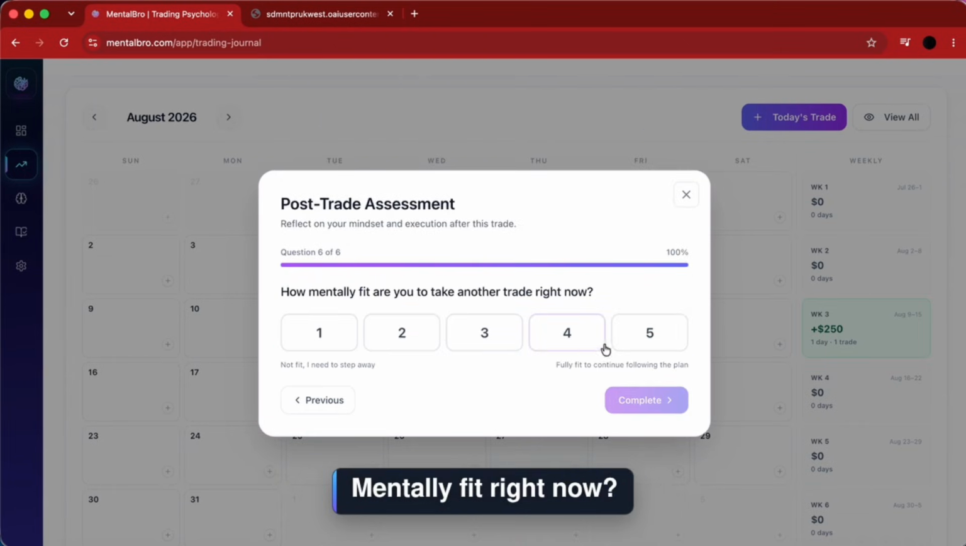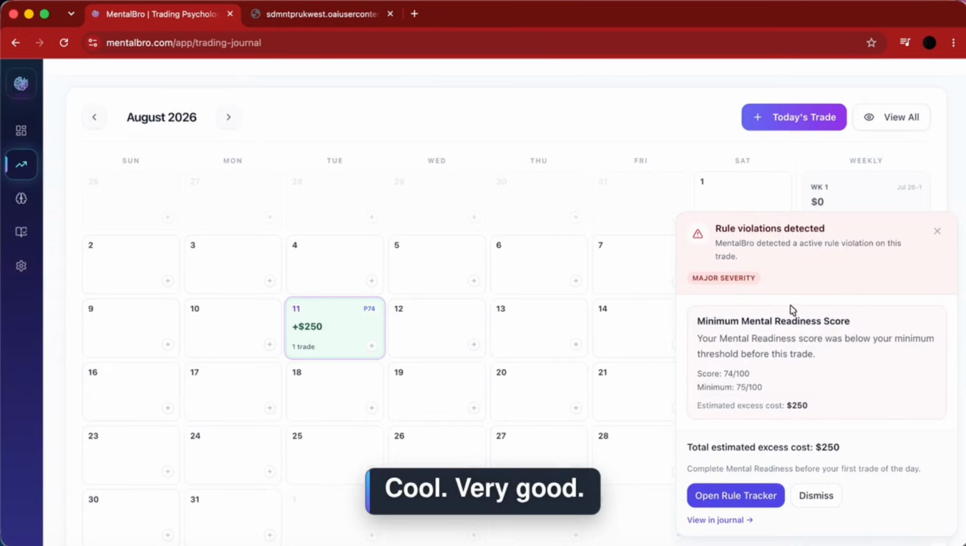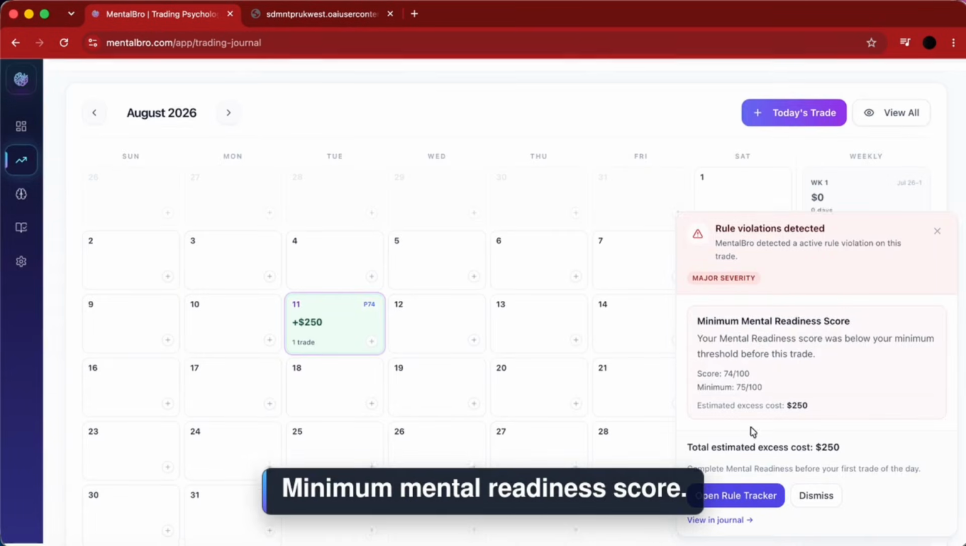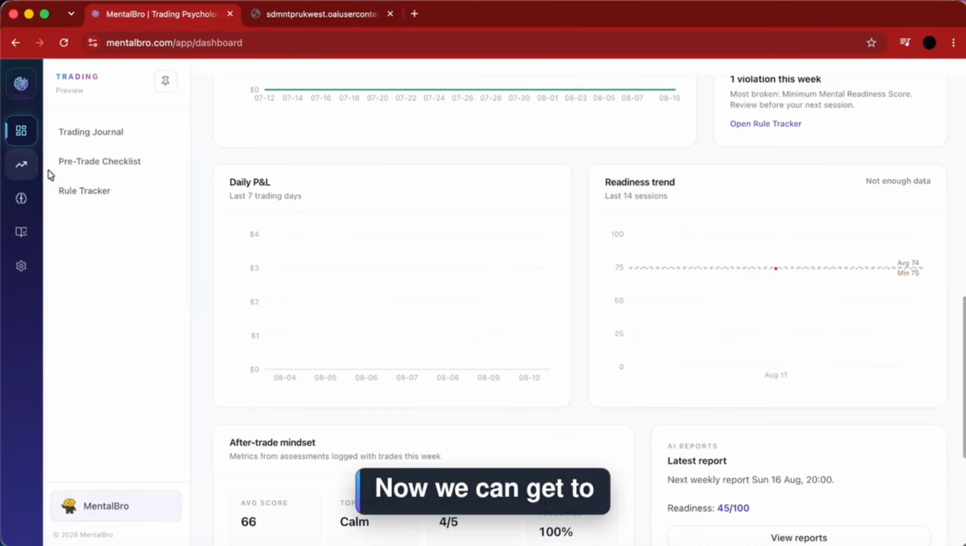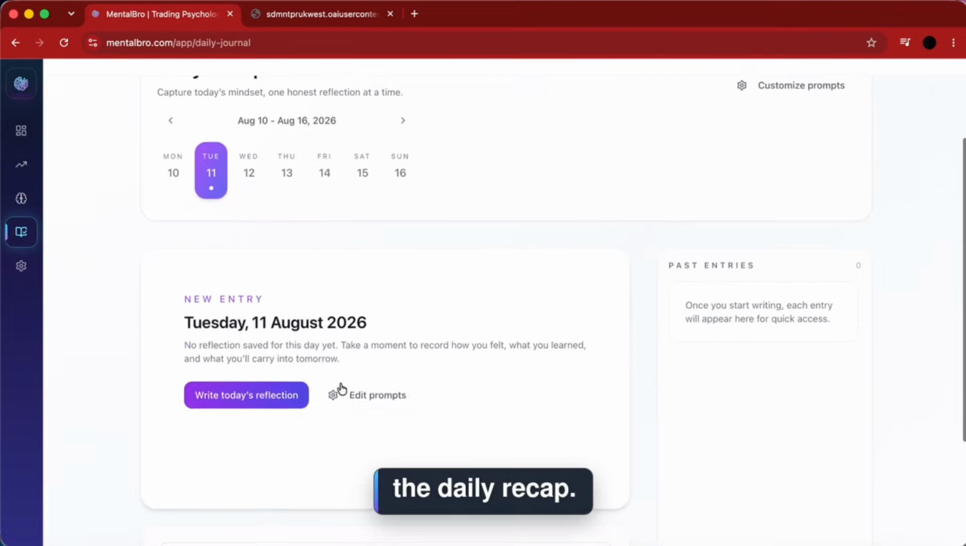And how mentally fit? Right now, I would say not that much. Not very good. Minimum mental readiness score. Yeah, that's true. But all in all, pretty good. It was a good day. Now we can... Actually, let's do the daily recap. I will do this myself.